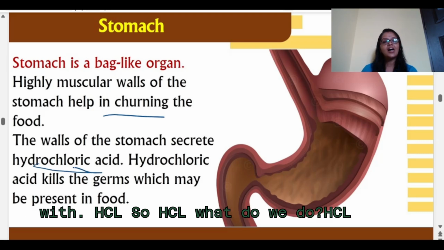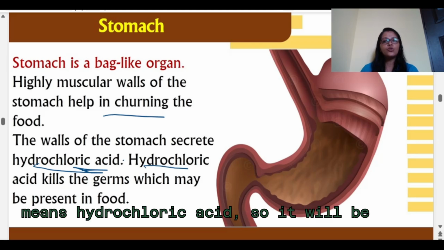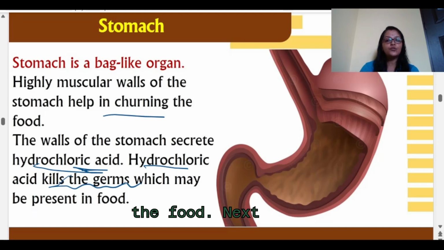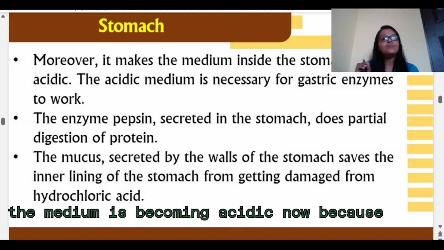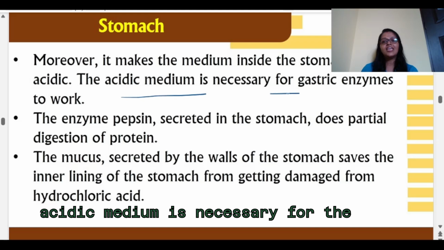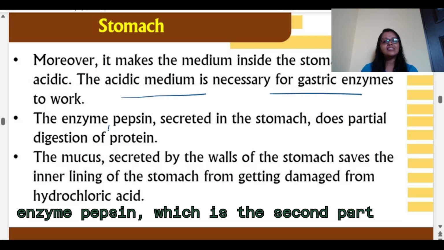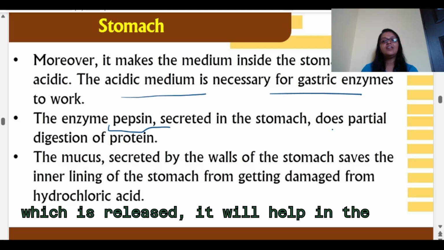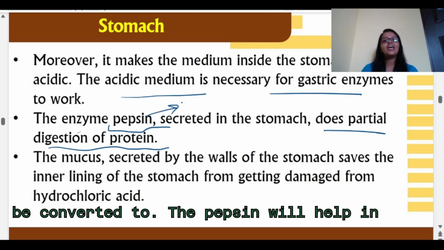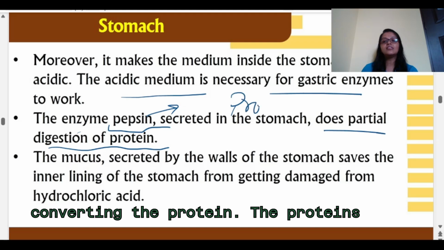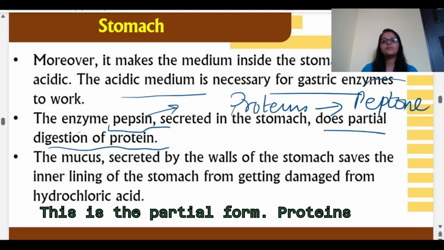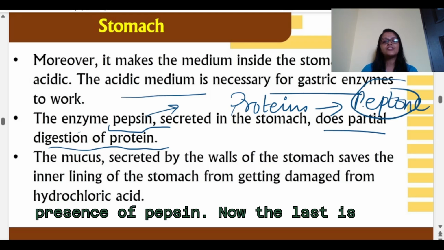The food is getting mixed with HCl. So HCl, what does it do? HCl means hydrochloric acid. So it will be acidic in nature. It will kill the germs present in the food. Next, the medium is becoming acidic now because HCl has been added. So the acidic medium is necessary for the gastric enzymes to work properly. The enzyme pepsin, which is the second part which is released, will help in the partial digestion of protein. Proteins are converted into peptones. This is the partial form, okay? Proteins are converted into peptones in the presence of pepsin.